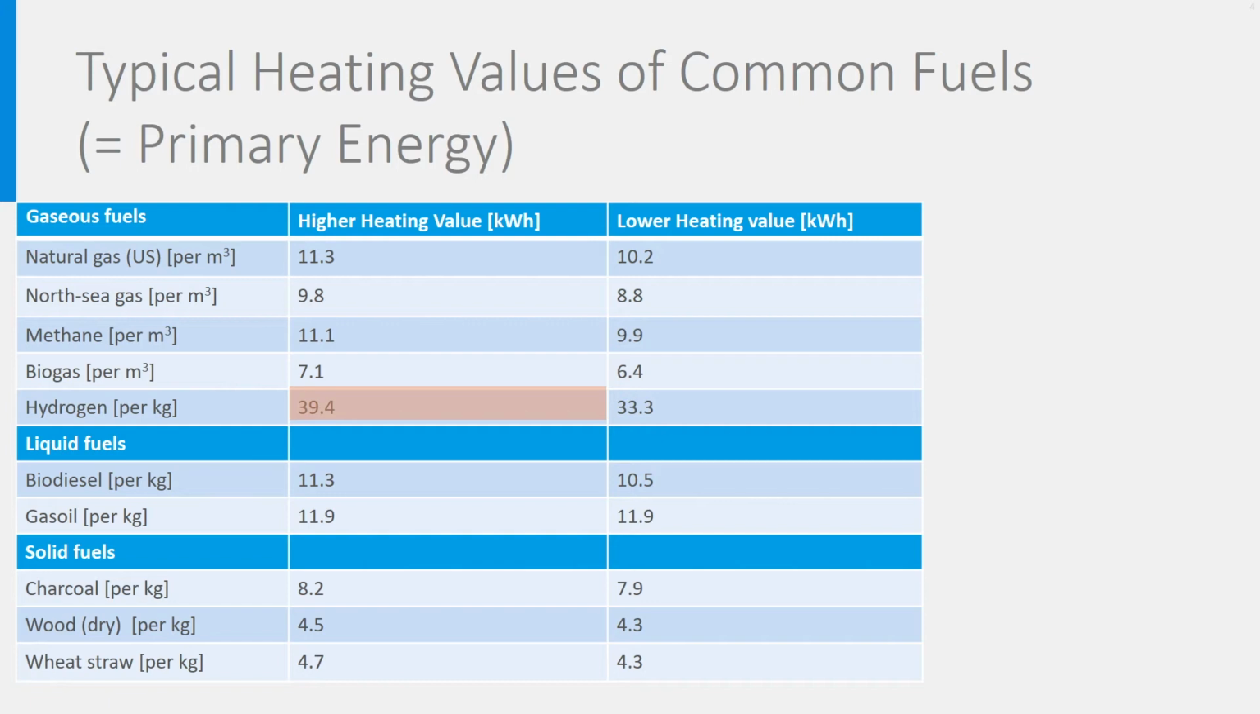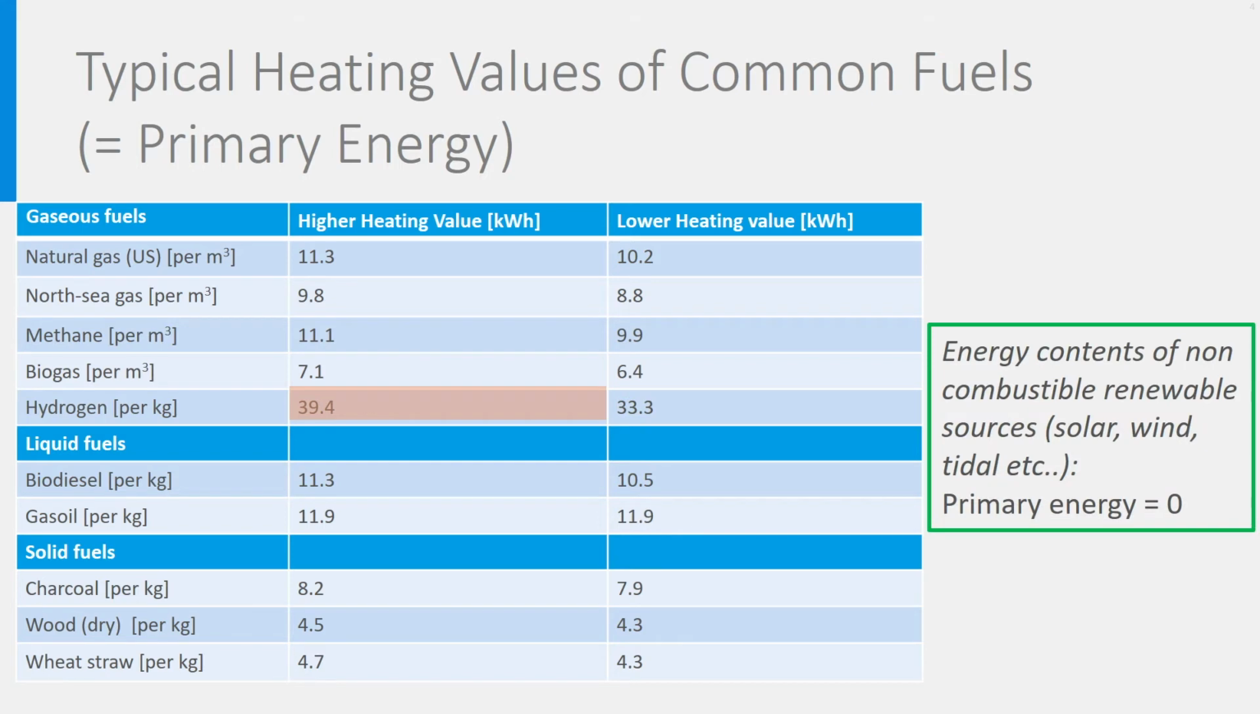But what about non-combustible renewables? Although the concept of efficiency is also very useful to size energy conversion systems using non-combustible renewables like solar panels, we will consider the primary energy of these renewable sources to be zero, as there is no resource depletion nor emission.